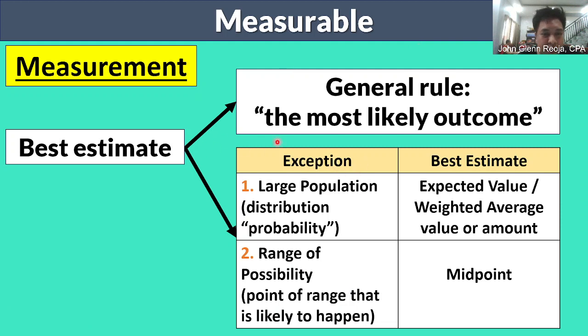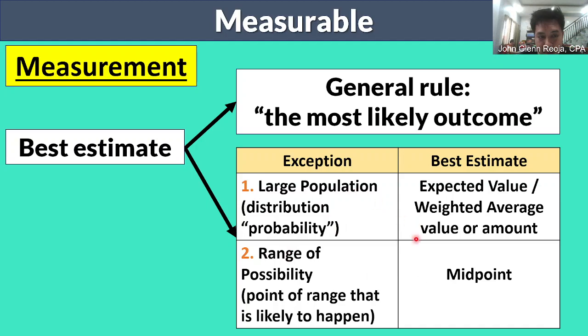So, ito yung measurement natin. Again, it's either best estimate. No? So, yung first rule, general rule, the most likely outcome. Yan. Pag binigay sa problem, this is the most likely outcome, yun na yung estimate or measurement. While there are exceptions, malamang. So the first exception is pag large population, then for my distribution of probability, so we use expected value method or weighted average value. Okay? Or pag range of possibility, you use midpoint.